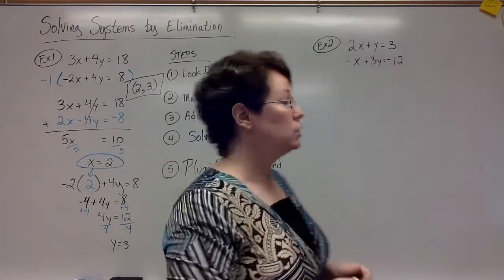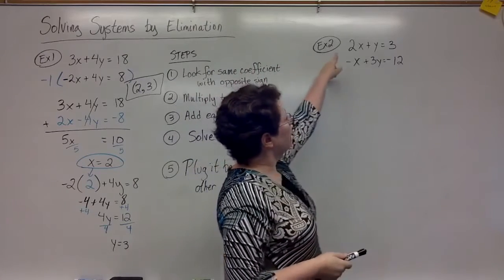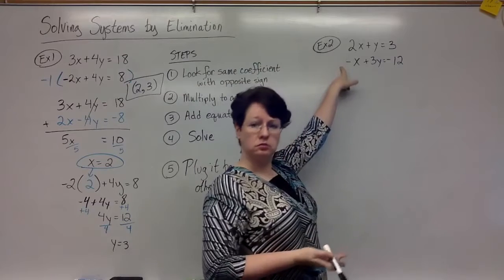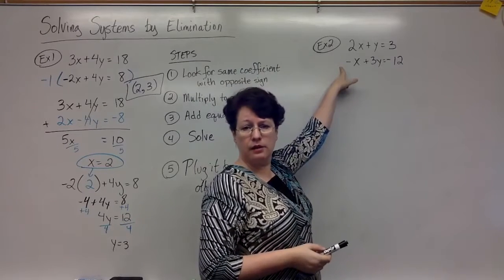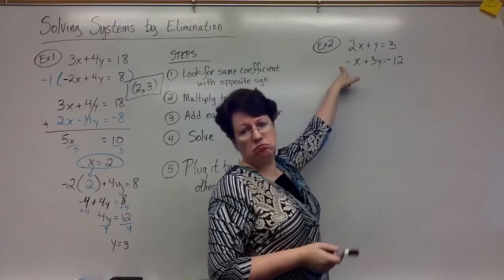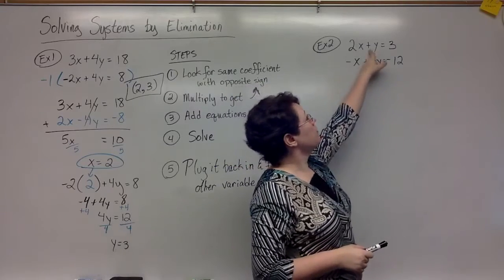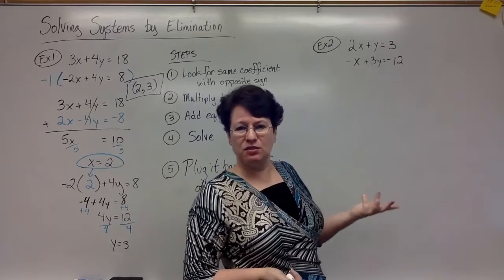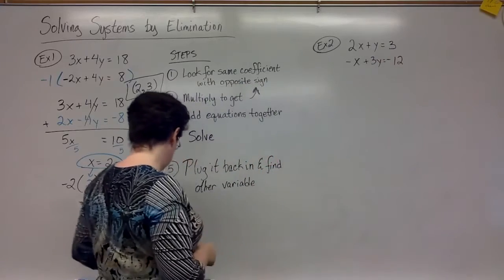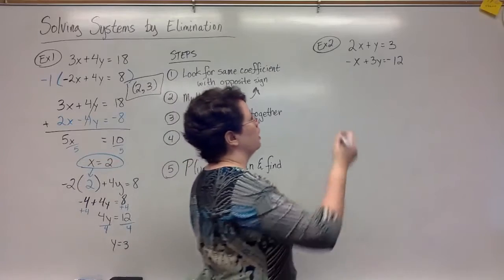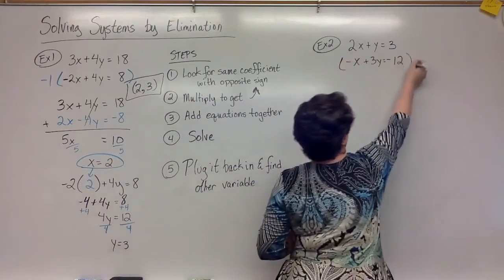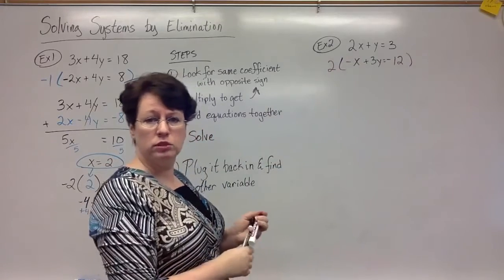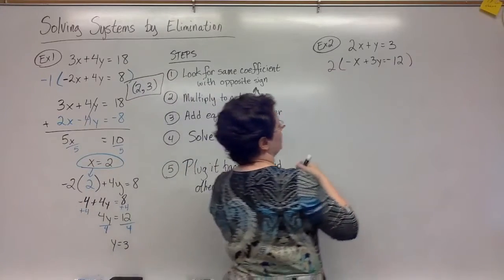Let's look at problem number 2. I have 2 for my x and a -1. Okay. It's opposite signs, but not the same number. Let's check the y's. I have a 1 and a 3. So it doesn't matter which one I pick, I'm going to have to multiply by something. Well, that's okay. Let's just pick the x, and I'm going to multiply the bottom equation by 2. Simple enough. So we're going to write the top equation down.